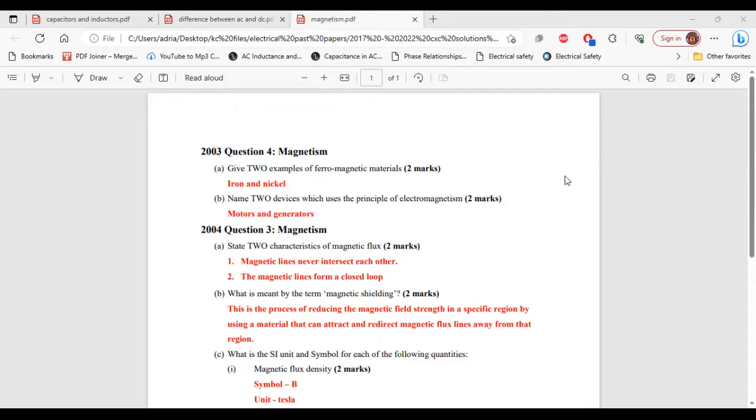I'm going to go through and explain the solutions for questions related to magnetism. All right, so let's begin.